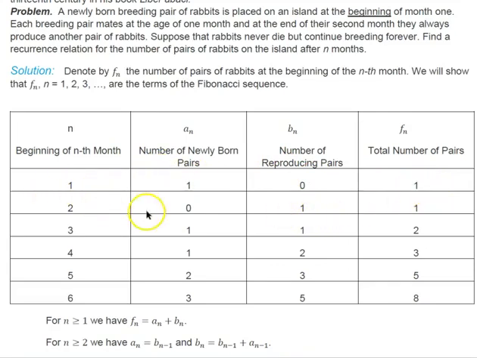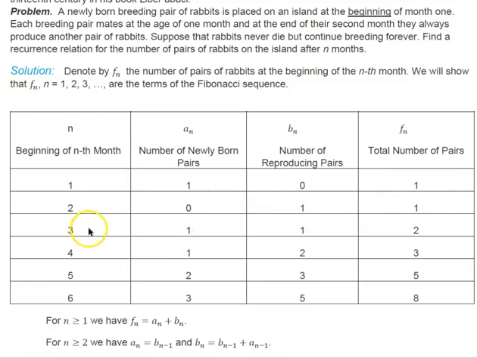In the beginning of the next month, the newly born pair becomes a breeding pair. They are not newly born pairs, because in the previous month we don't have a reproducing pair, and the total number of pairs is 1 again, the sum of these two.